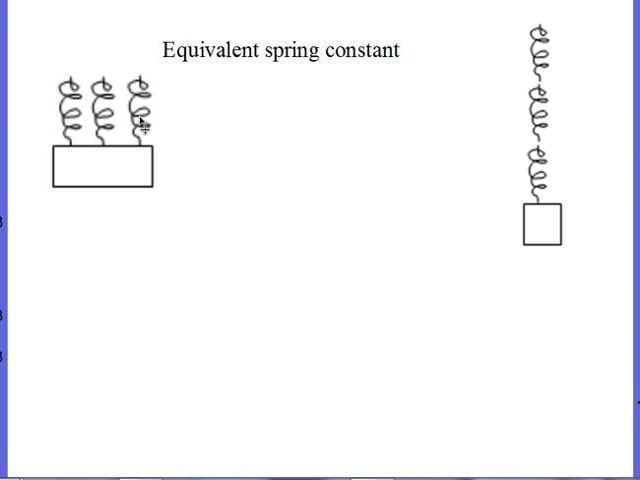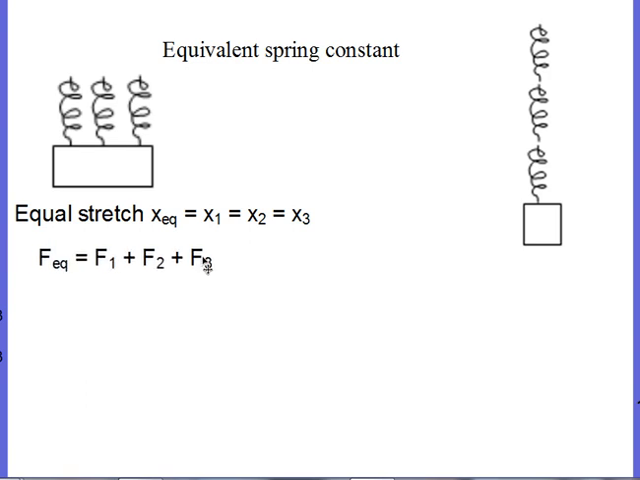In this case, with the springs parallel, the amount of stretch that you get would be the same for each spring. And so if you were to replace this by one spring, the equivalent stretch or deformation would be the same as the deformation in each one. The equivalent force exerted by that one spring would be the sum of the forces from each of the springs.